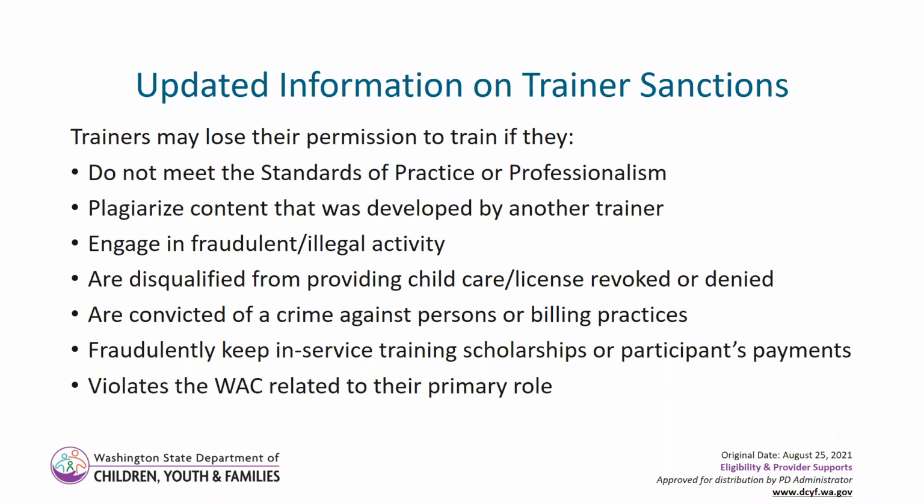violating WAC related to primary role, or being convicted of crimes related to people or billing practices, will raise trainer sanctions. And some of those trainer sanctions are determined on a case-by-case basis, and they may include one or more of the following. So you may be required to develop a professional growth plan and have an additional follow-up observation upon completion. Or you might have to go through a goal-oriented mentorship from an assigned state-approved trainer with an additional follow-up observation.